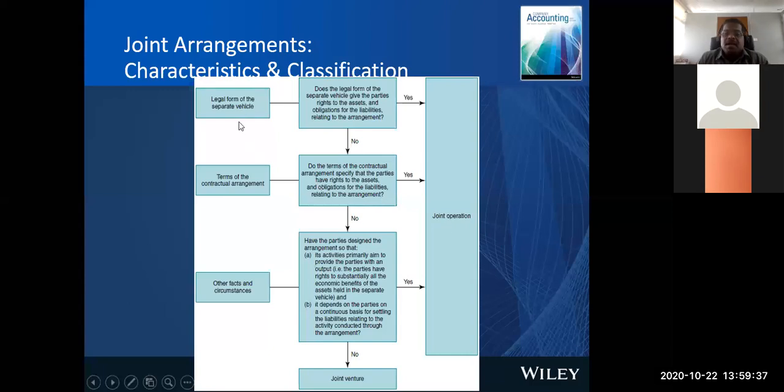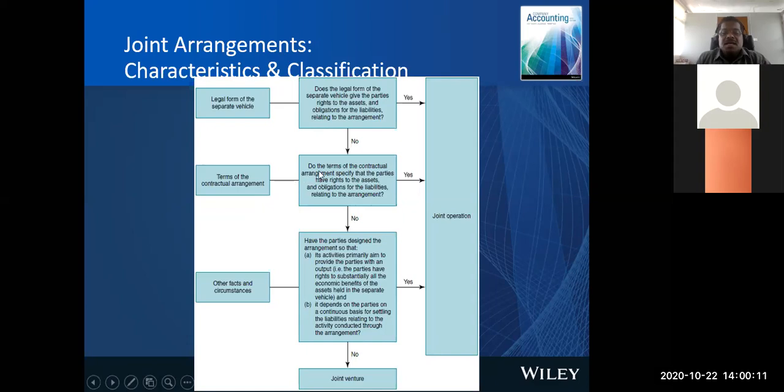Legal form of the separate vehicle: we raise a question: does the legal form of the separate vehicle give the parties rights to the assets and obligation for liabilities relating to the arrangement? If the answer is yes, it's a joint operation. Legal form, there's a separate legal form. We ask whether the particular legal form will provide the opportunity for the operators to have the right for assets and obligation for liabilities. If the answer is yes, yes.